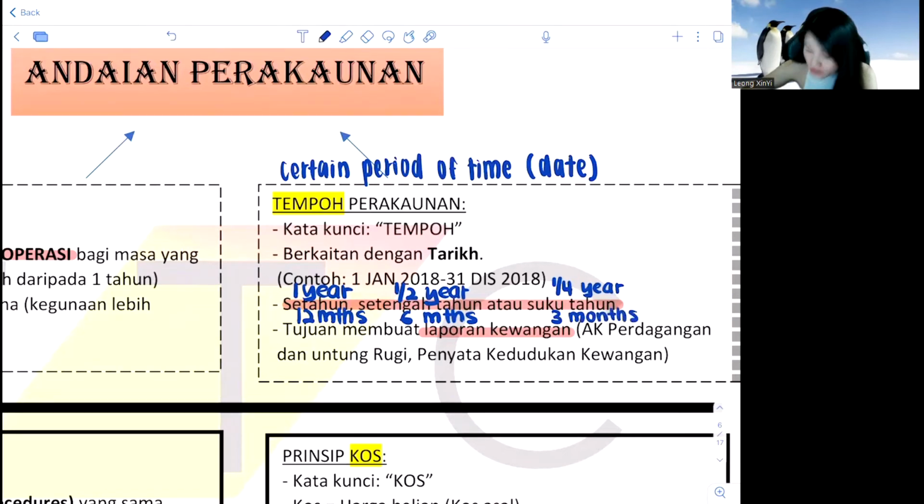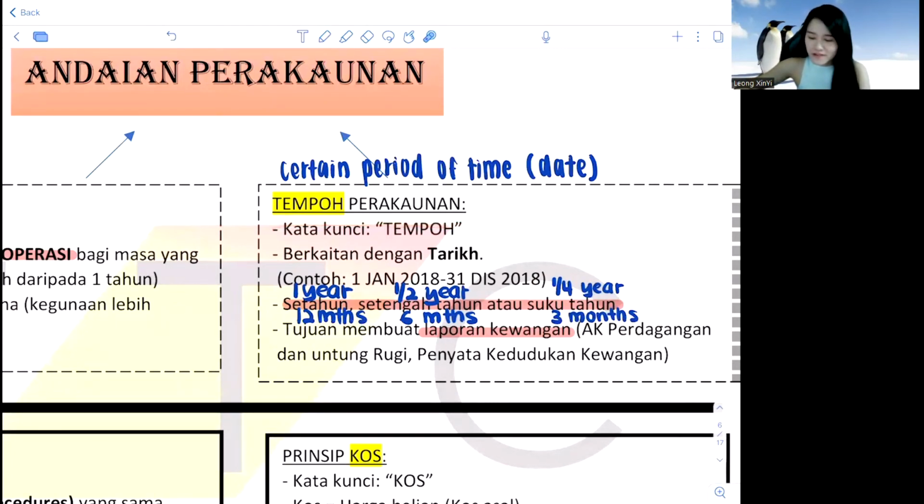So that is the frequency of how many reports we're going to prepare. If I say every 6 months I prepare 1 time, it means in a year I'm going to have 2 reports at least. But if my frequency is every 3 months, what does that mean? How many reports are you going to get? 1 year has 12 months, so I'm going to be preparing 4 reports in total. Yes, correct. So that is tempo perekanan.